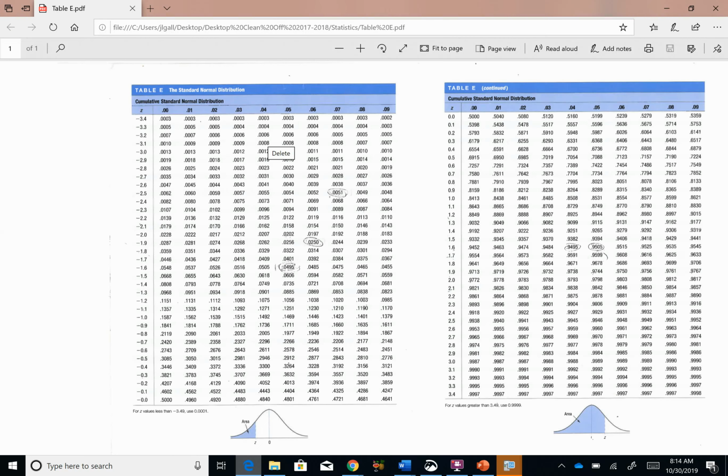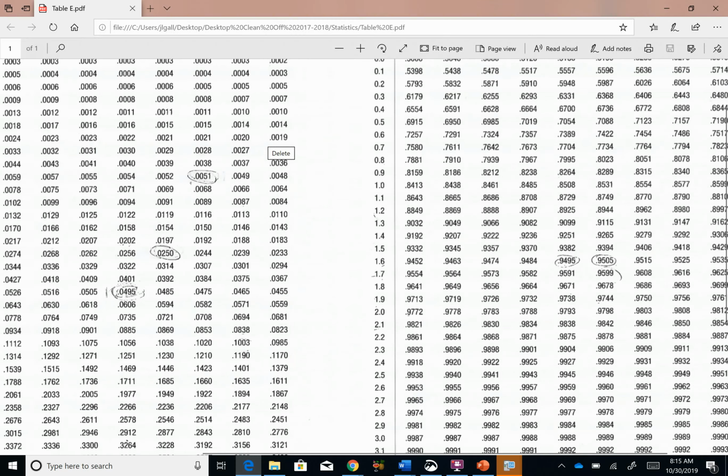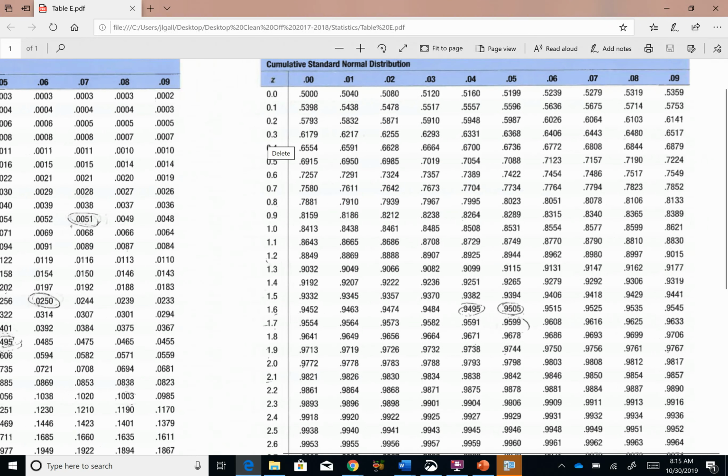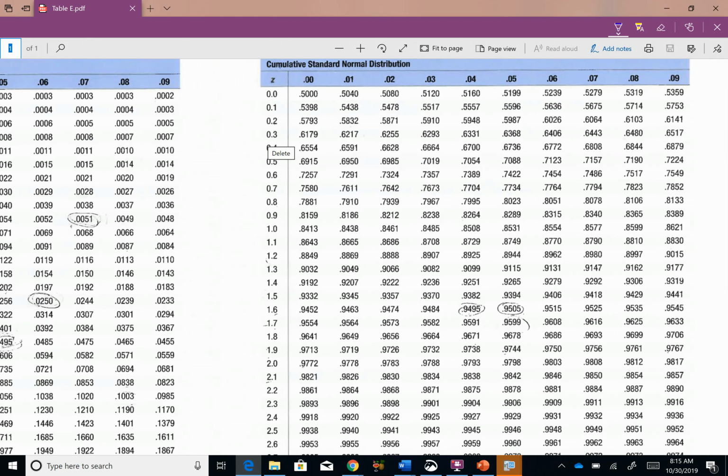table E, and we look up z is 1.56. Let me zoom in a little bit here. So here's 1.5. Now I need 1.56. So we get 0.9406. And while I'm on the screen, I'm going to go ahead and also look up z is 1.96.